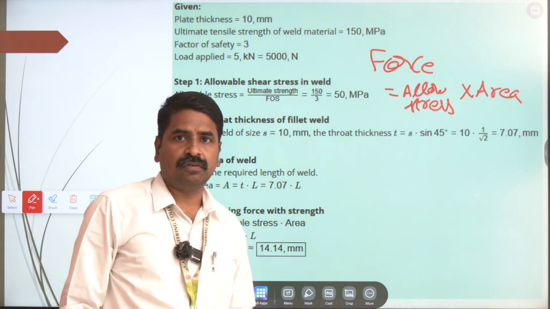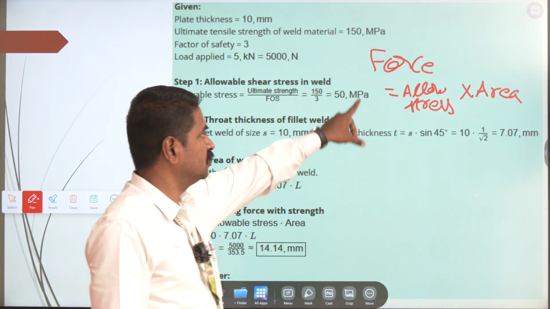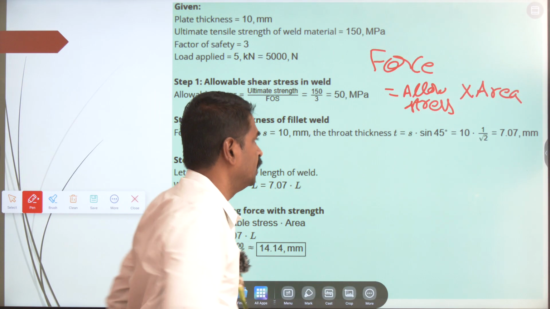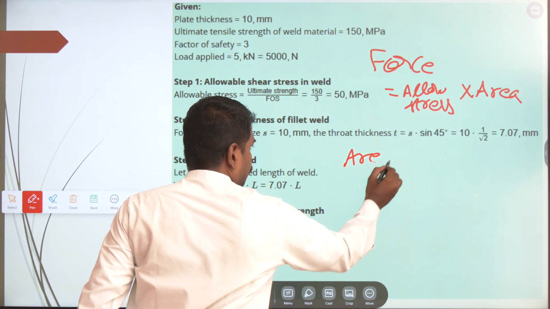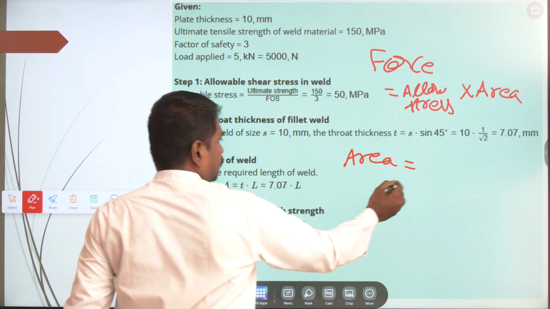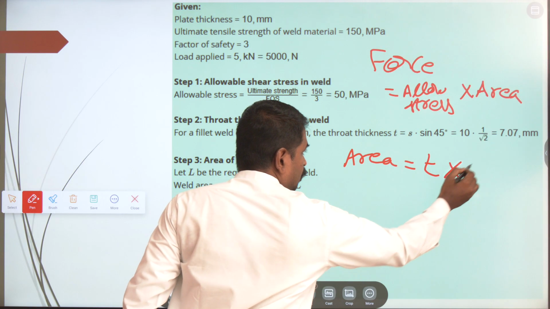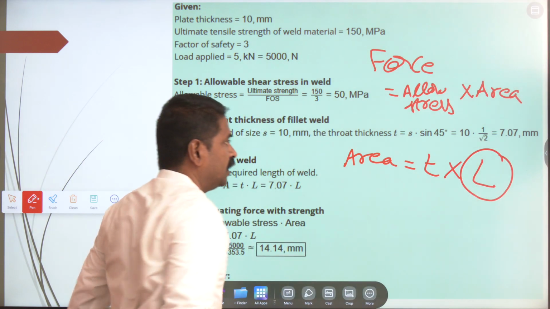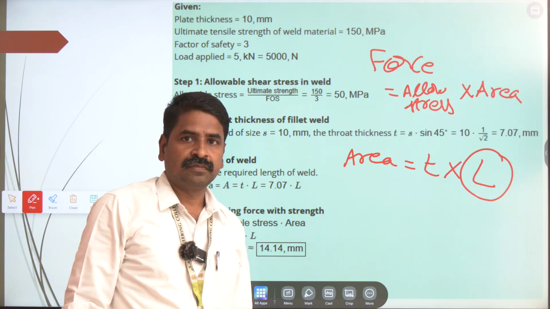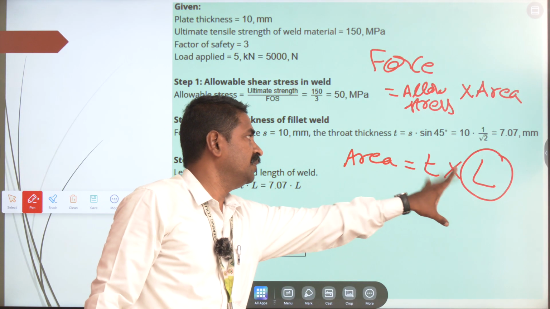So this is going to be the value. What force you are going to give, that is going to be equal to the allowable stress into area. Then what is going to be your area? Area is nothing but, as you can see over here, throat thickness into length of the weld. You have to find out the length of the weld.